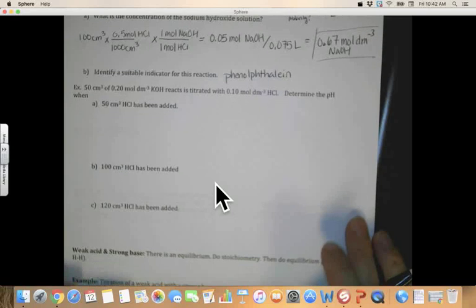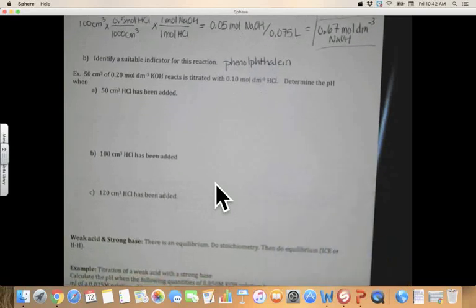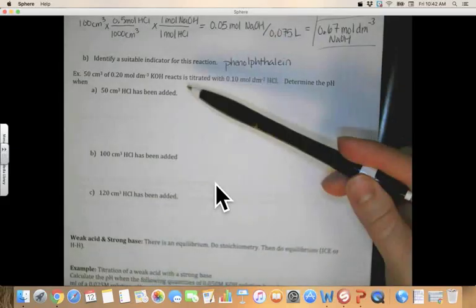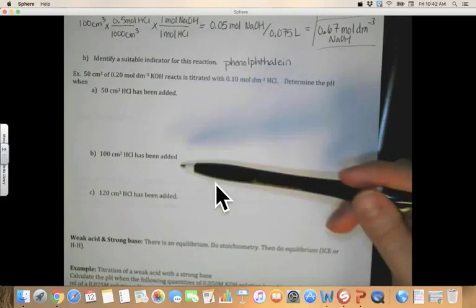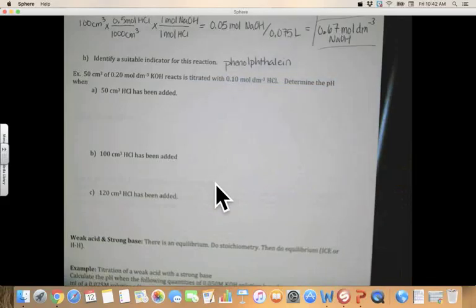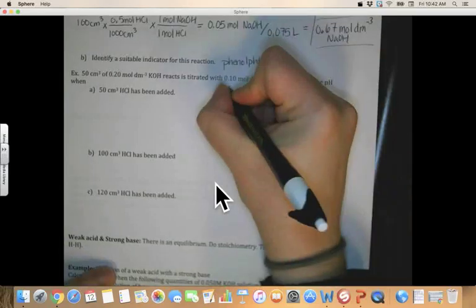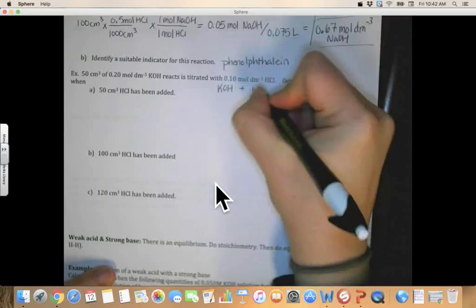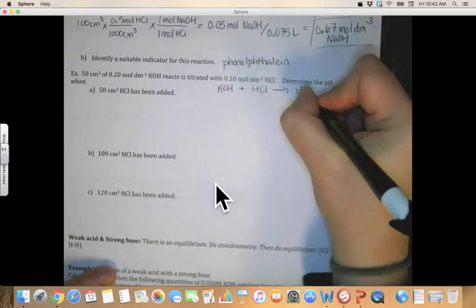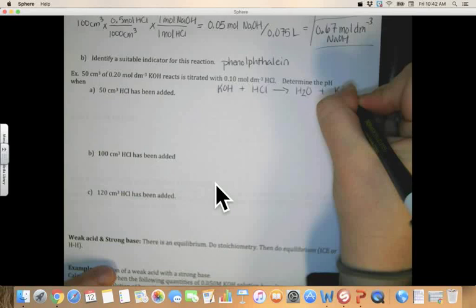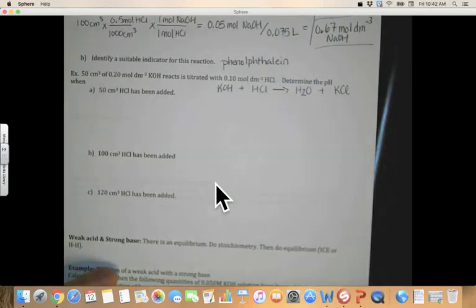All right, let's step it up a notch. 50 cubic centimeters of 0.2 molar potassium hydroxide is titrated with 0.1 molar hydrochloric acid. Determine the pH when 50 cubic centimeters of hydrochloric acid has been added, then for 100 and 120 cubic centimeters. So, first off, we've got to have a balanced equation. We've got our potassium hydroxide and hydrochloric acid, so we're going to form water, and our salt is KCl, and it's all a 1-to-1 ratio.